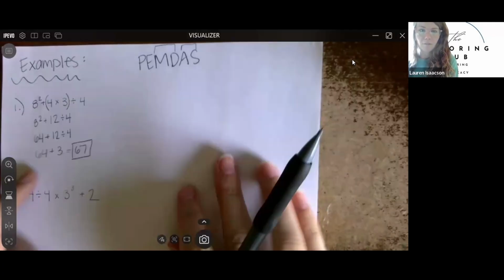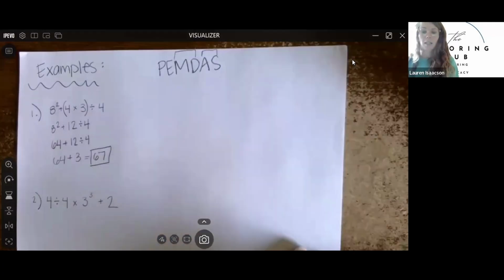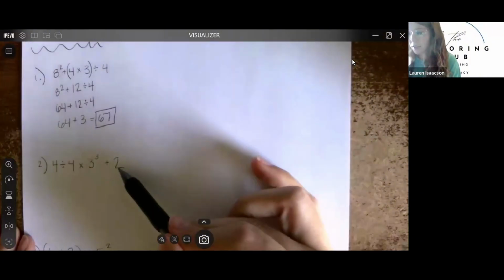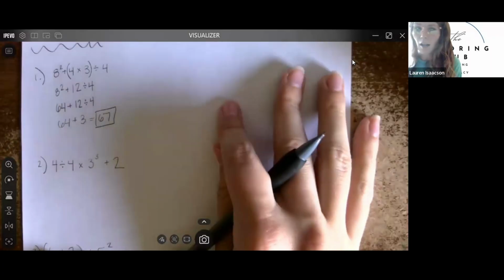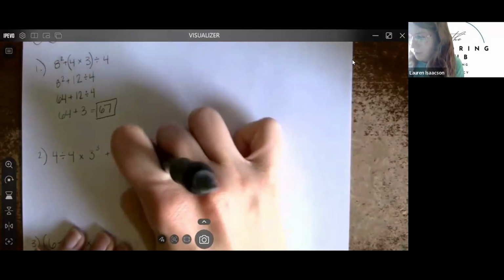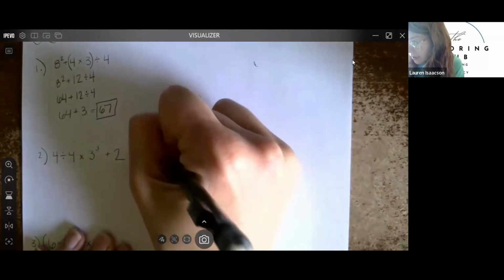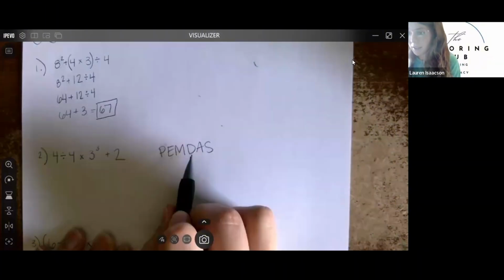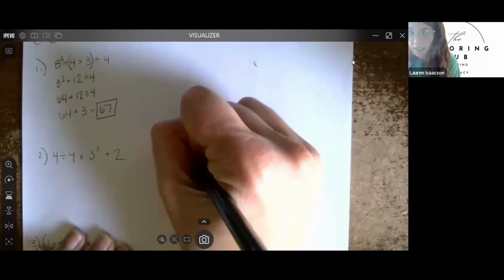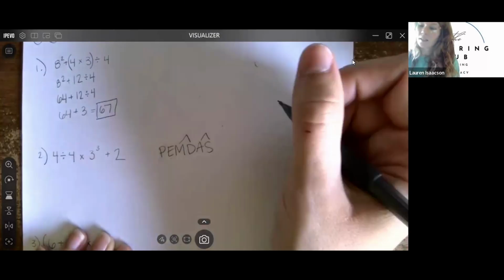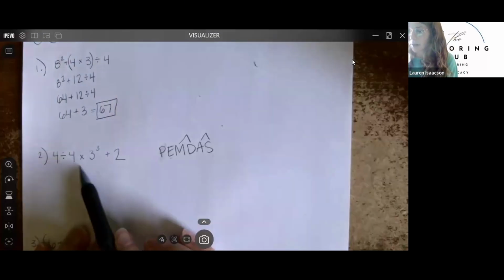Okay, so let's do another one, and we're going to do this one together. Okay, so we have 4 divided by 4 times 3 to the third power plus 2. So if I'm unsure of my order of operations, let's rewrite it. Parentheses, exponents, multiply, divide, add, subtract. Please excuse my dear Aunt Sally. And then I have to remember that for multiplying, dividing, it's left to right, and adding and subtracting, it's left to right. Okay? So I have 4 divided by 4 times 3 to the third power plus 2.